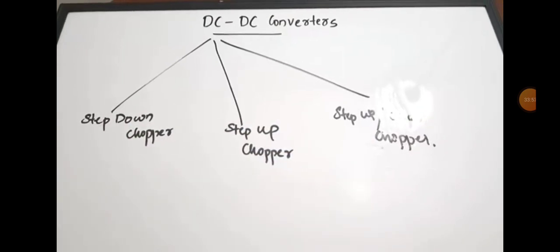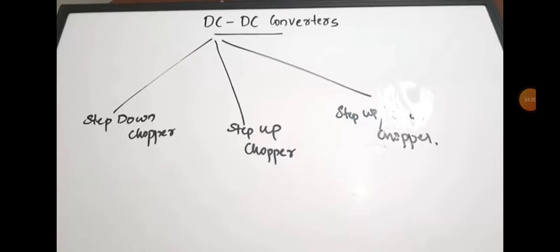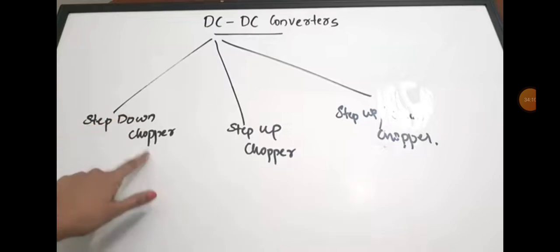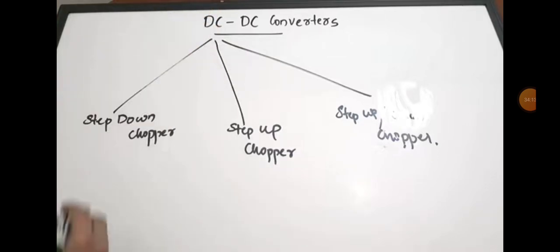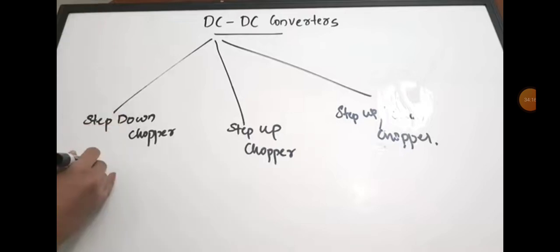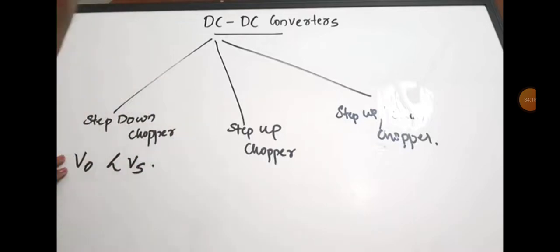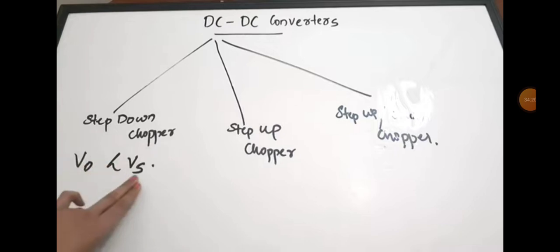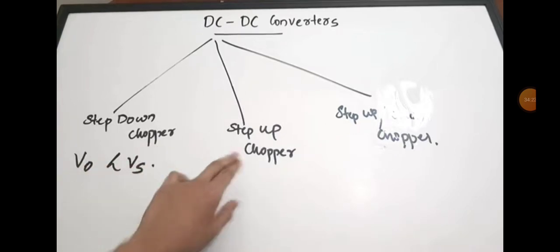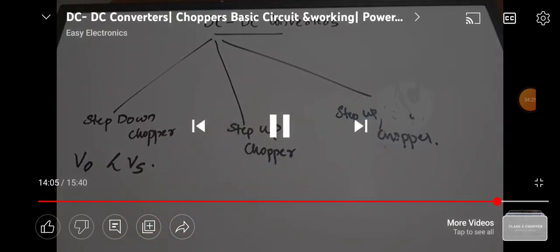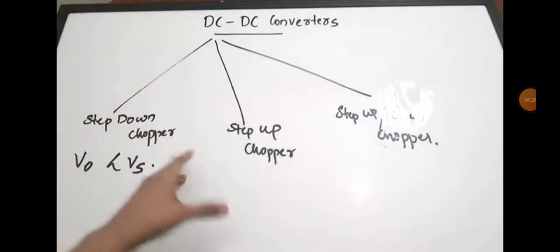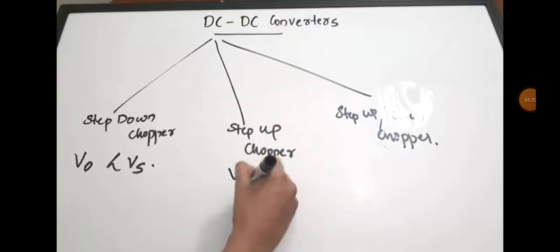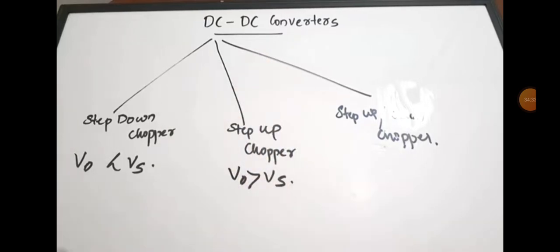The first one is step down chopper. Step down means in this case the average output voltage will be less than the input voltage. It can also be known as step down converter. So the output voltage, V out, is less than the source voltage. Now what will be the condition for the step up chopper? Clearly the opposite: the average output voltage will be more than the input voltage. Vs is the source voltage, which is the input.